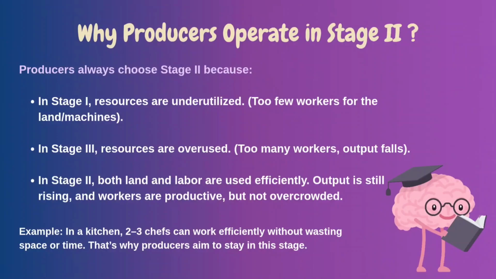Therefore, stage 2 is the sweet spot. Here, both land and labor are used efficiently. Output is still rising and workers are productive without getting in each other's way. For example, in a kitchen, 2-3 chefs can work efficiently without wasting space or time. That's why producers aim to stay in stage 2.